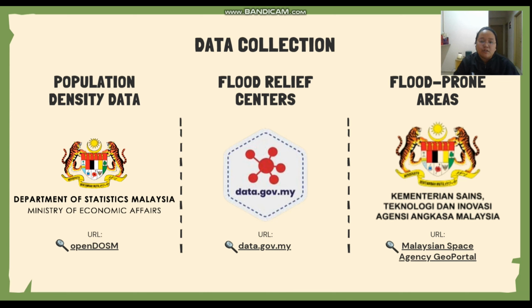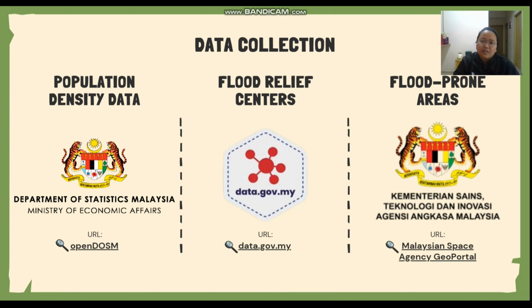Next, we collected the locations of existing donation and evacuation centers from the Malaysian Open Data Portal. This data was essential for mapping out where aid is currently being distributed and evaluating whether these centers were located in high-need areas. Finally, we needed to assess flood risk.